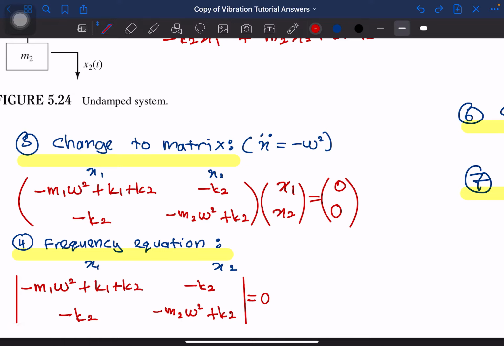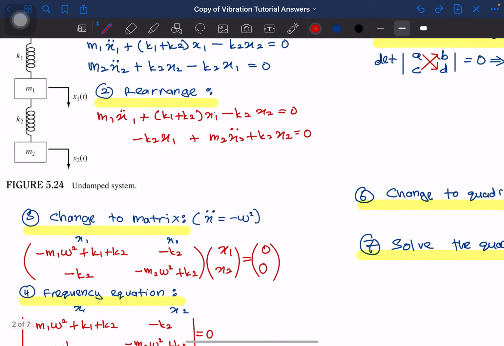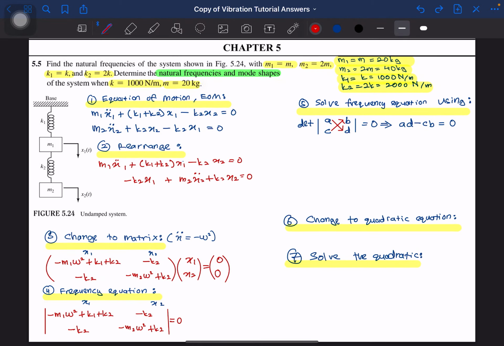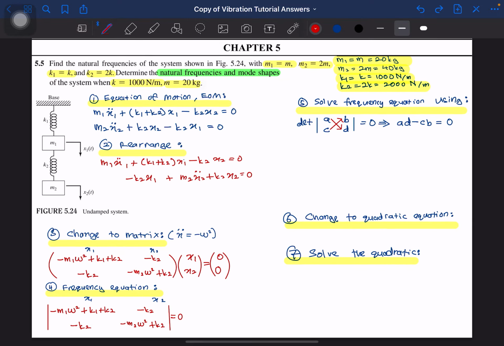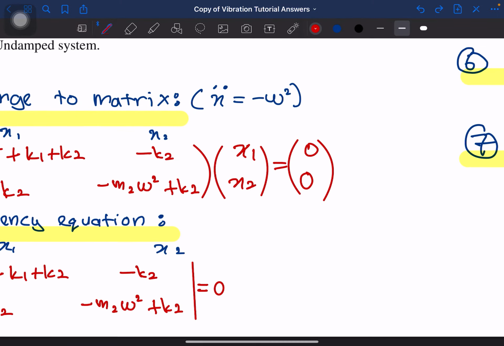And next, before you further solve this, since we don't want to make it very complicated, you have to derive everything just using these alphabets, omega, m, k, and all. So substitute the values first. We already know the values: m1 equals 20 kg, m2 equals 40 kg, k1 equals 1000, and k2 equals 2000. So substitute all the values.